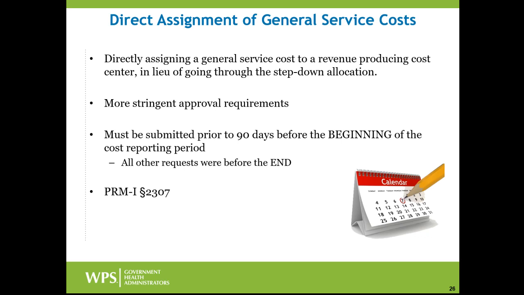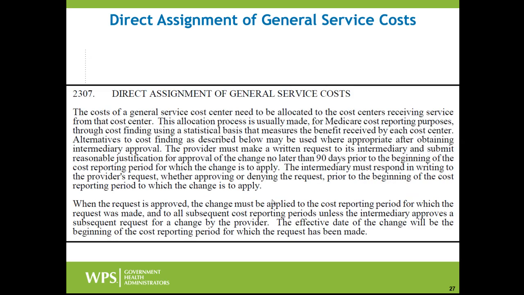So it's submitted prior to 90 days before the beginning of the cost reporting period, the fiscal year begin. It's PRM 1, 15-1, section 2307. That's where you'll find the requirements for this. Now, if you read through 2307, it is fairly lengthy for the direct assignment requirements. What I have here in the next few slides is basically a screenshot of the relevant sections of this. I'm going to read through some of these, but I'm also going to add some commentary to try to clarify it a bit.